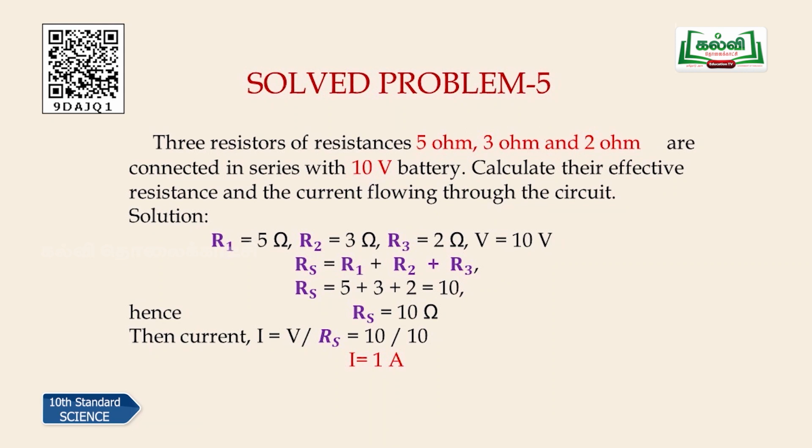First let us find the effective resistance. What is the formula for effective resistance when the resistors are connected in series? Yes, we just have to sum up the individual resistors' resistances. So, we have to sum up all the 3 resistances. Now, substitute the values. Rs is equal to R1 plus R2 plus R3. When you are substituting, Rs is equal to 5 plus 3 plus 2, which is equal to 10 ohm. Now, we found the effective resistance.